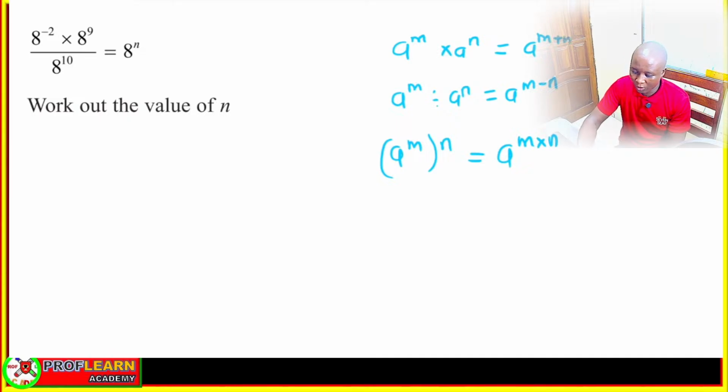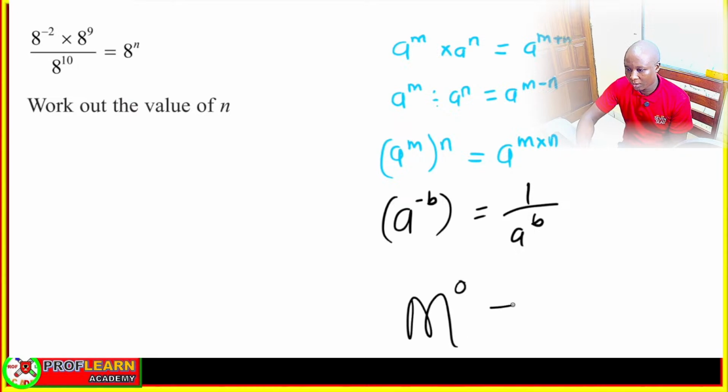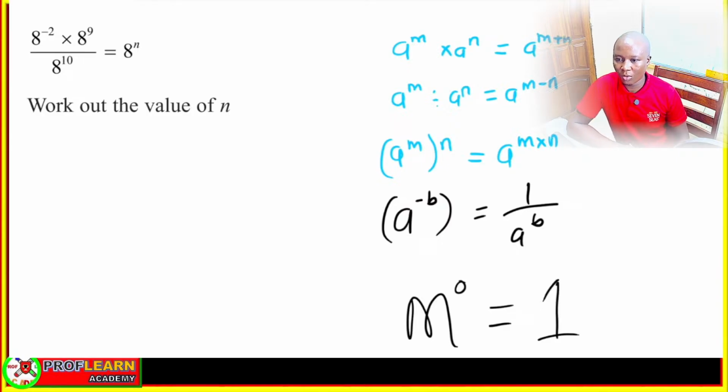And also, don't forget, if you have a negative power, for instance a raised to power negative b, that means this can be written as 1 over a raised to power b. Those are the basic rules that you have to remember. Another concept they like testing is if you have a number raised to power 0, always remember that is actually 1. So whenever they give you questions related to that, be very sure to answer them.